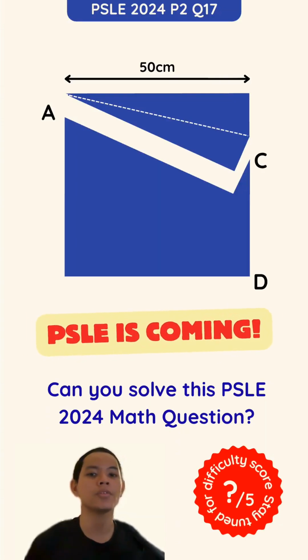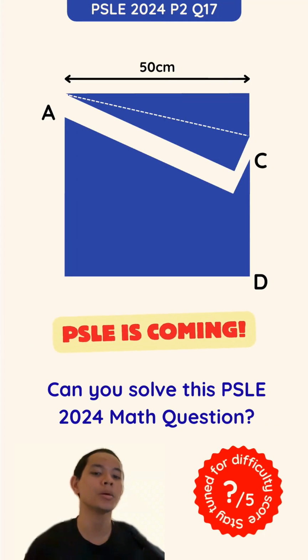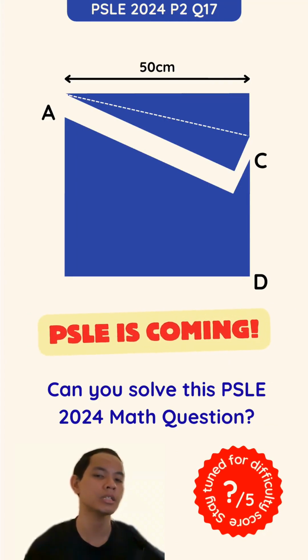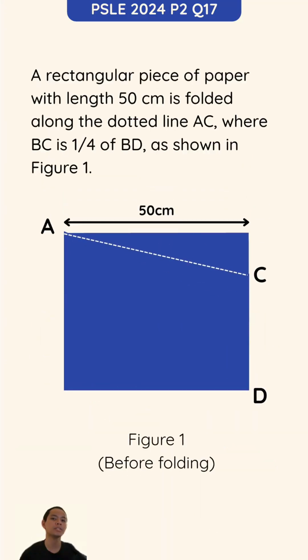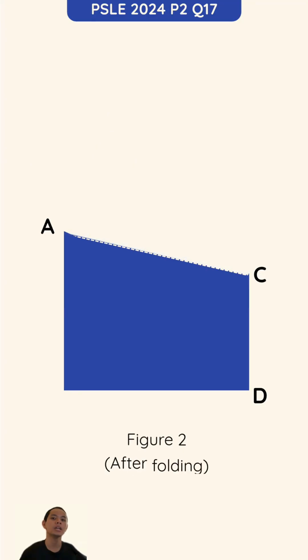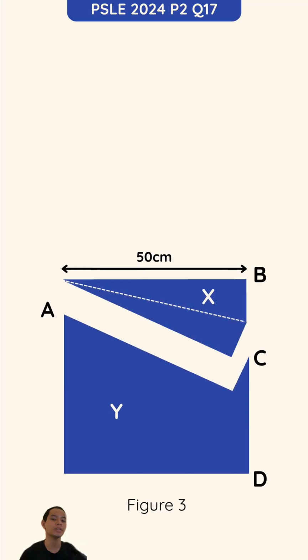PSLE is coming. Can you solve this 2024 PSLE math question? By the end of this video, I'm going to share how difficult this question is. So the question goes: a rectangular piece of paper with length 50 centimeters is folded along the dotted line AC, where BC is 1/4 of BD. Then after folding, the paper looks like what is in figure 2.